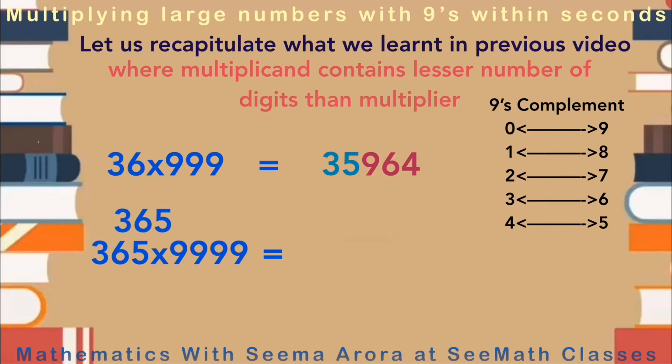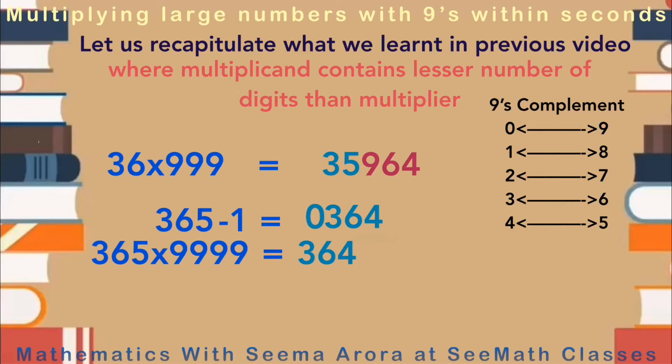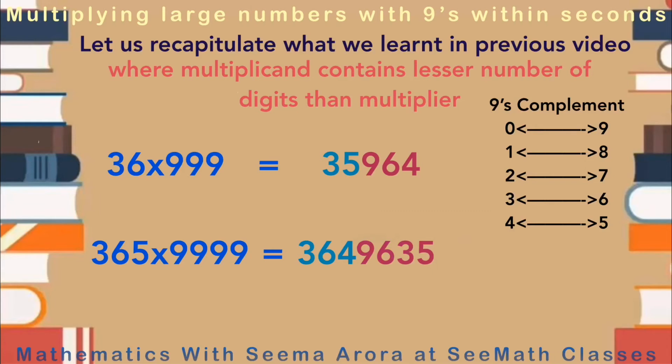In the same way, we get 364 after reducing by 1, and now we write the 9's complement of 0364, which is 9635. Therefore, the product of 365 and 9999 is 3649635.